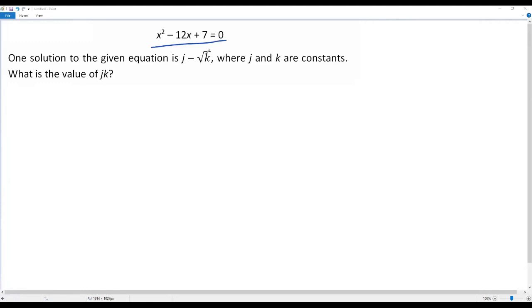x squared minus 12x plus 7 equals 0. One solution to the given equation is j minus square root of k, where j and k are constants. What is the value of j times k?